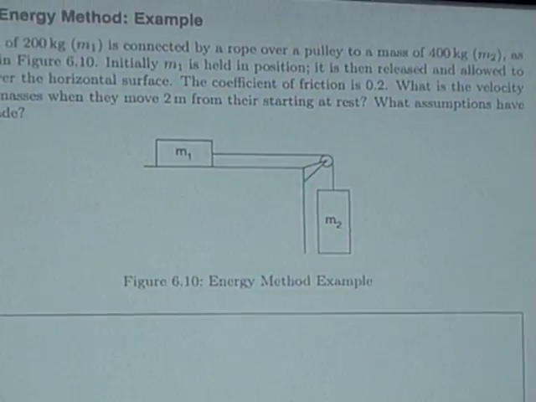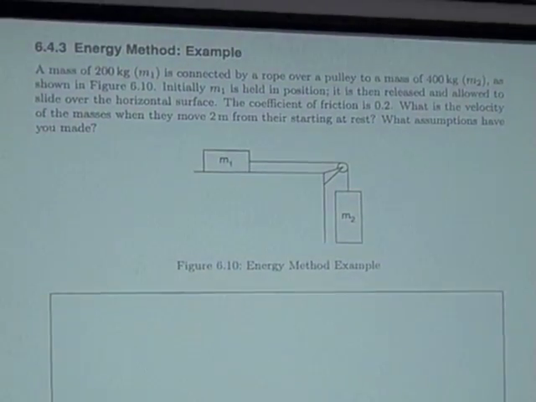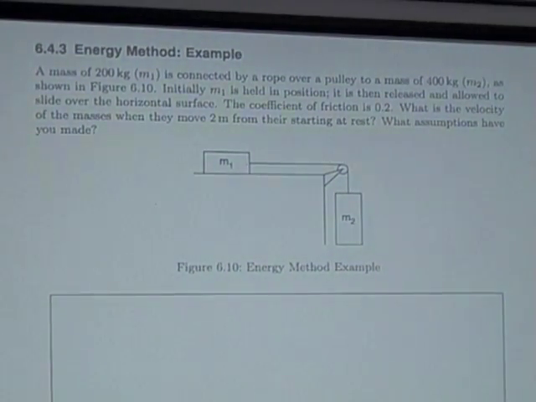Okay, so it says a mass of 200 kilograms, M1, is connected by a rope over a pulley to a mass of 400 kilograms. Initially M1 is held in position, and then it is released and allowed to slide over the horizontal surface. The coefficient of friction is 0.2. What is the velocity of the masses when they move 2 meters from their starting at rest? What assumptions have you made?